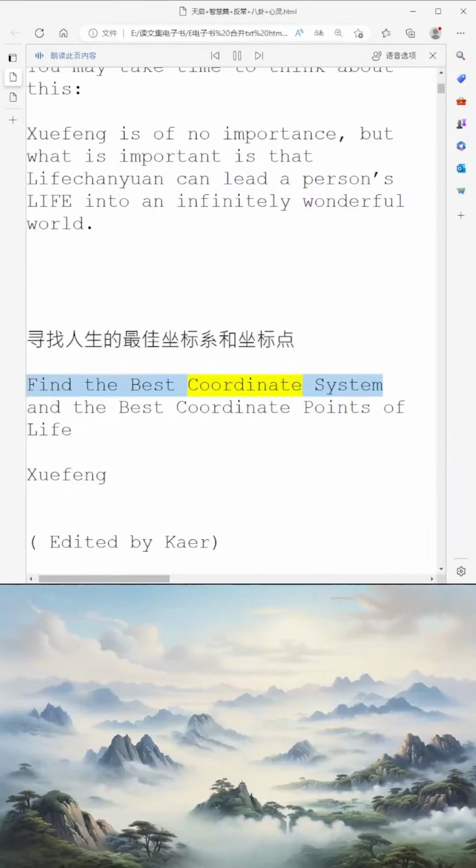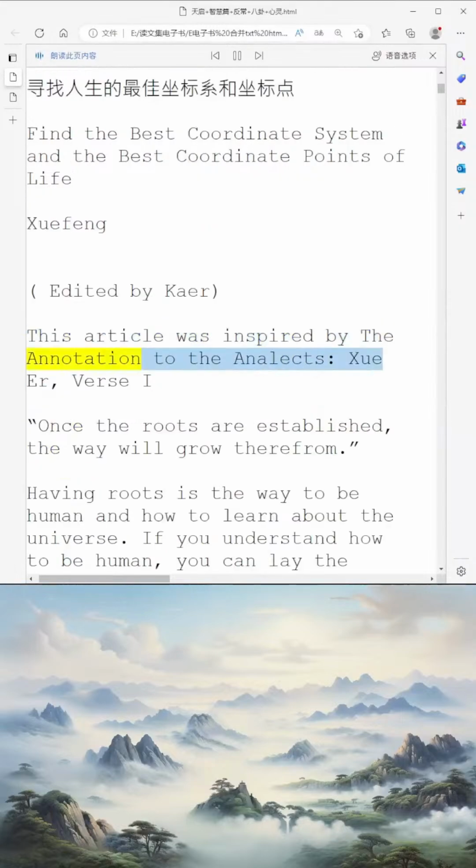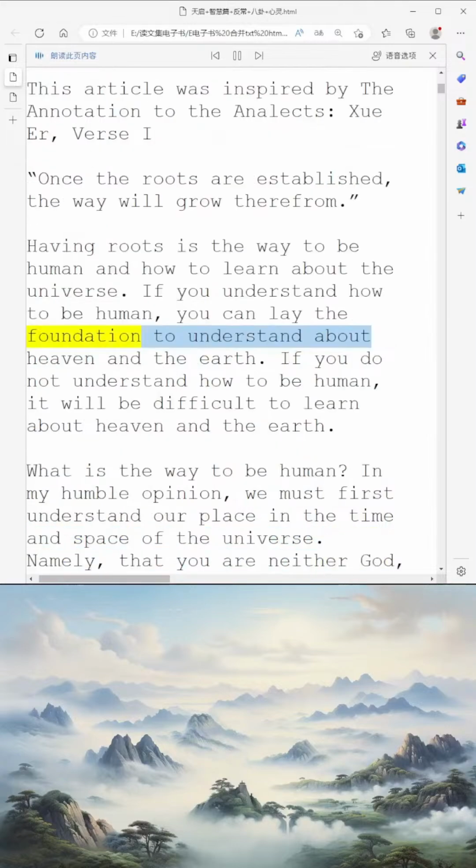Find the best coordinate system and the best coordinate points of life. Xiefeng. This article was inspired by the annotation to the Analects, Shui Er, verse I. Once the roots are established, the way will grow therefrom. Having roots is the way to be human and how to learn about the universe. If you understand how to be human, you can lay the foundation to understand about heaven and the earth. If you do not understand how to be human, it will be difficult to learn about heaven and the earth.